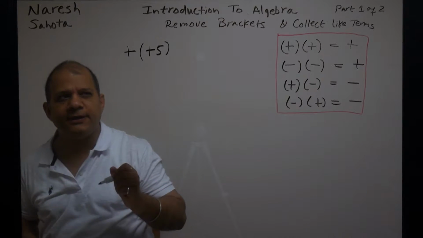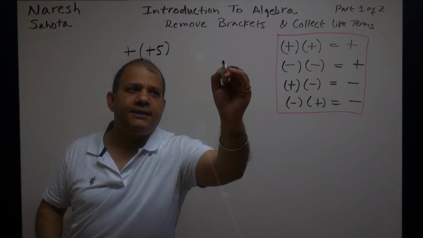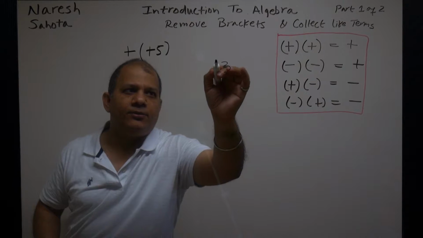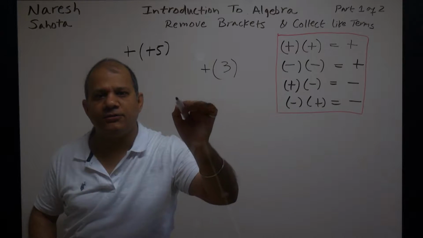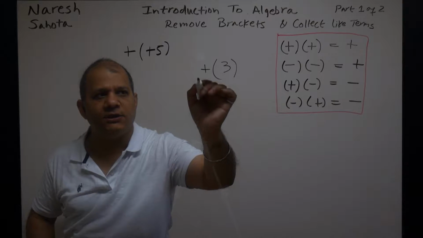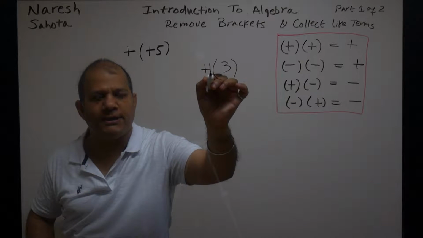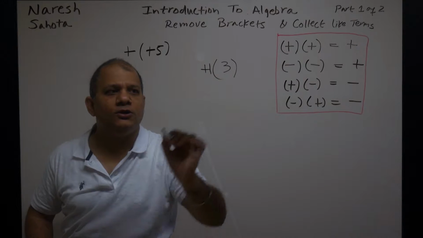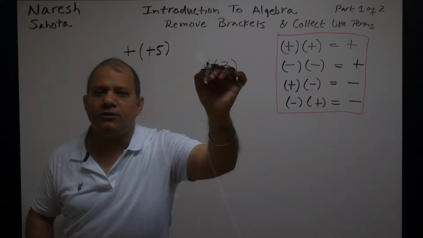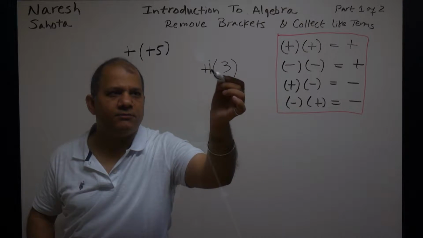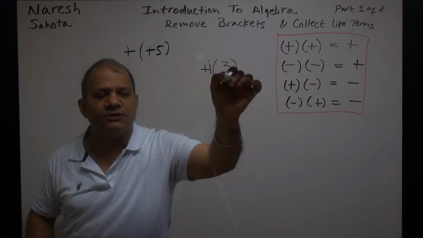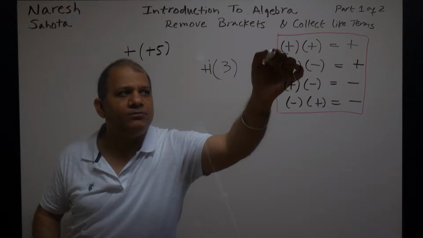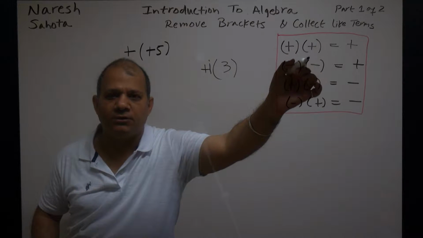The other thing you should know is, let's say I have a different number, 3, and I have a positive in front, there is always and always an imaginary 1 right here. We don't bother writing it because it's understood that it's there. So when we remove brackets, brackets actually mean multiply. So when I use brackets here, it means I'm multiplying.